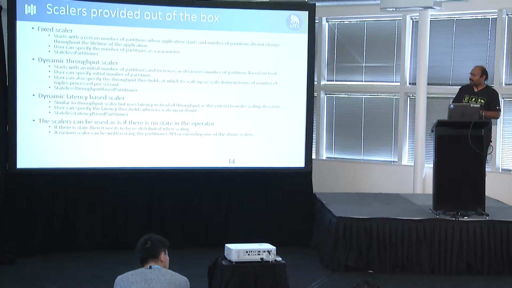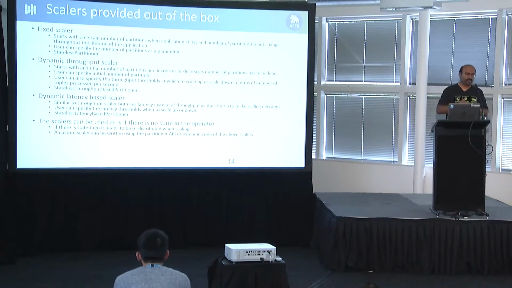Some of the scalars we provide out of the box, of course, are like you saw, if you remember, for the parser, when I was specifying the number of partitions, I basically said stateless partition: 4. The reason is that we don't assume static is the default. You can specify any scalar, and static is one kind of scalar. The fixed number of partitions is one kind of scalar, and that's available. It's in Malhar, so you can just use it and specify the number of partitions.